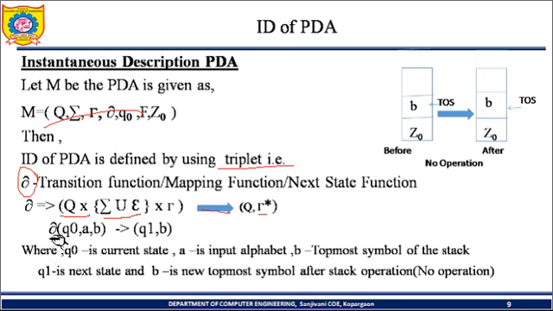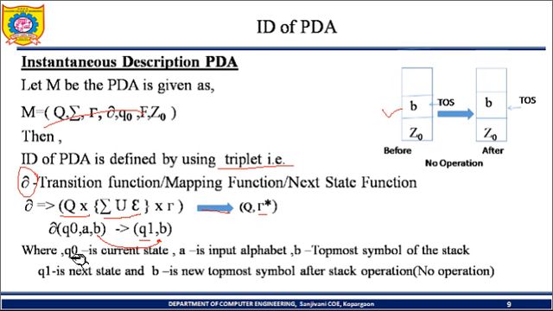Here you can see delta Q0 is the current state, A is the current input symbol, B is the topmost symbol of the stack. After reading it, we are in the Q1 state and we are keeping that B as it is, means we are performing no operation on the stack. So after that, stack will be like this. This is no operation.